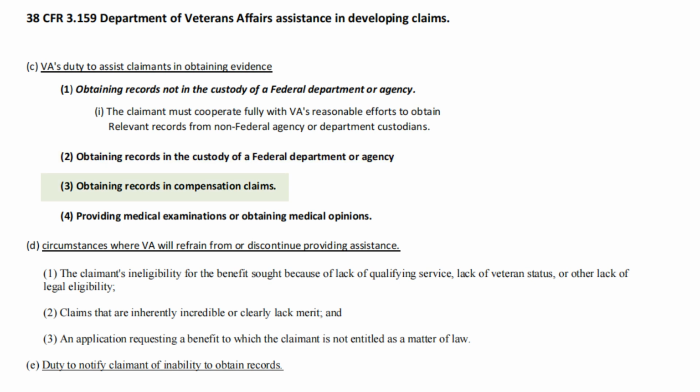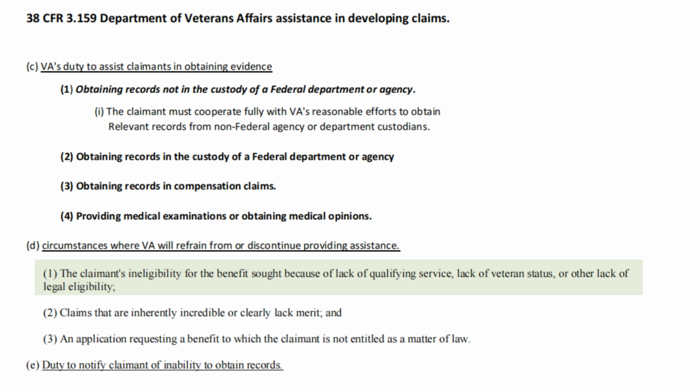Obtaining records in compensation claims, providing medical examinations, or obtaining medical opinions. So like in the last slide, one of those is not requesting VA exams. So again, in that scenario that I gave you, were you treated in service? Is there a current diagnosis? Then if so, that's 2 of the 3 requirements for direct service connection where you should have obtained an exam, all right? Subpart D, circumstances where VA will refrain from or discontinue providing assistance, okay? They're not just going to take the next 10 or 15 years trying to get some records, all right?